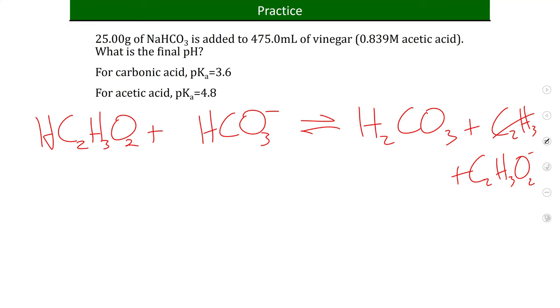How do we get the equilibrium constant for this reaction? That's not what we have. We have the equilibrium constants for carbonic acid with water. We have the equilibrium constant for acetic acid with water. If we want to know what the equilibrium constant is for both of them together, we're going to have to multiply. We're going to have to adjust these.